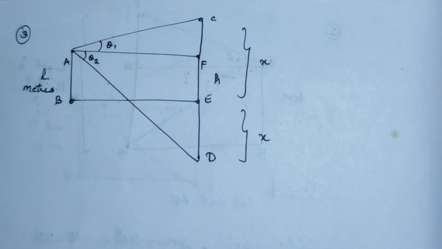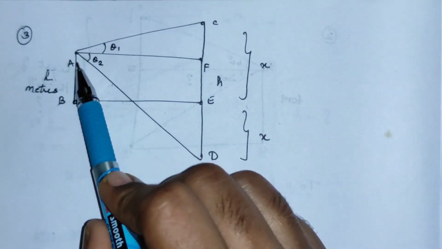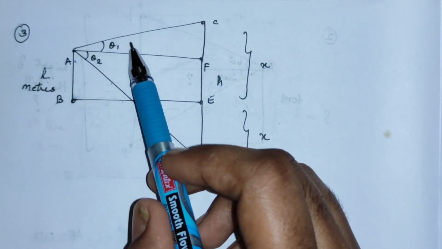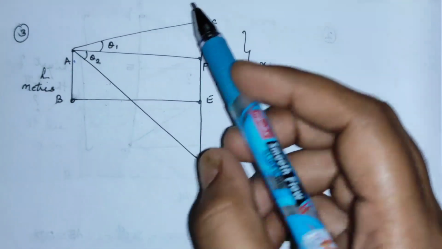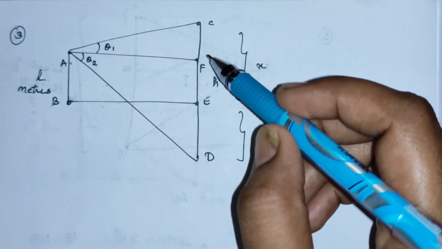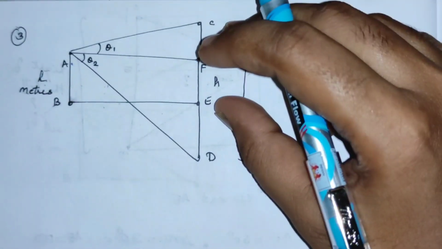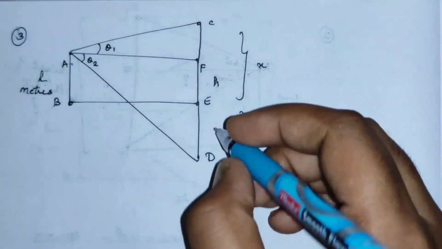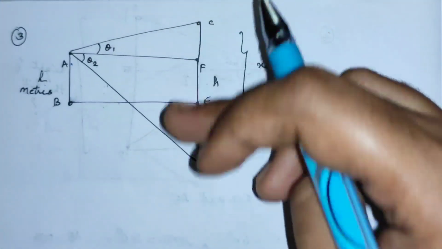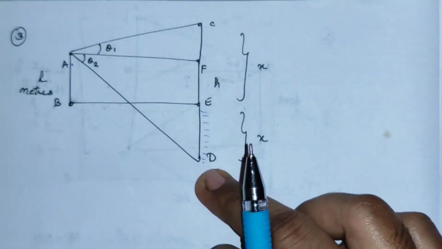Problem number 3. If the angle of elevation of the cloud from a point h meters above the lake is theta 1, so from this point, looking at the cloud, the angle of elevation is theta 1. So this is h meters height, and the angle of depression of its reflection in the lake is theta 2. The cloud is reflected in the water, and when that reflection is viewed from the same place, the angle is theta 2.